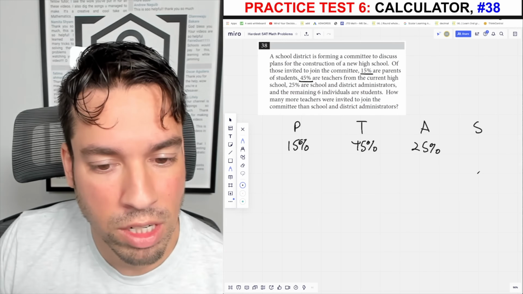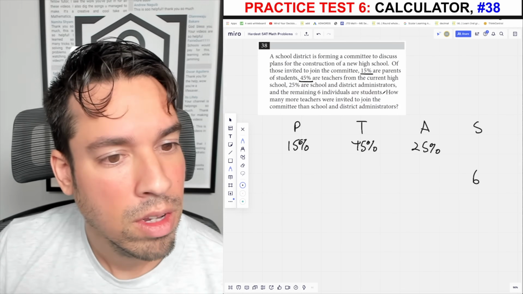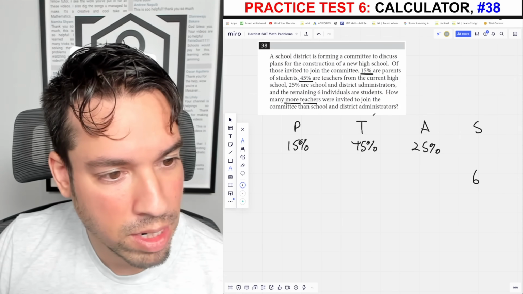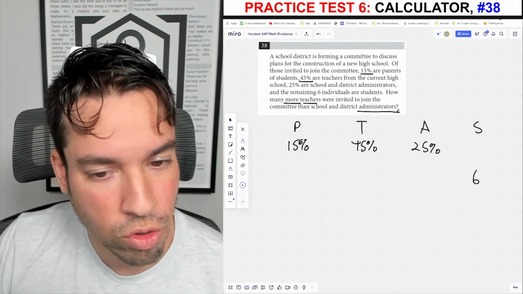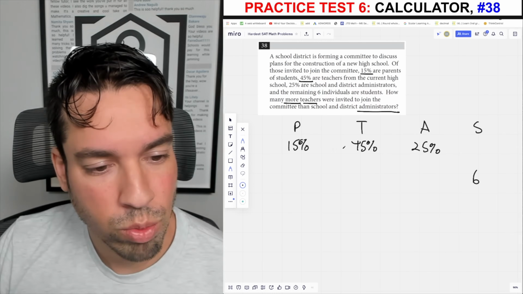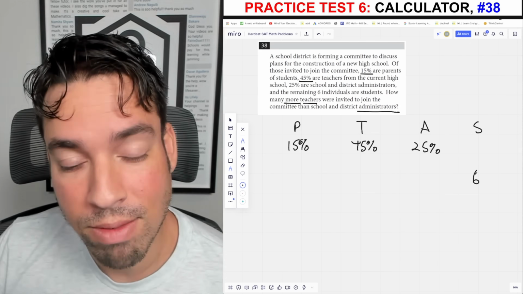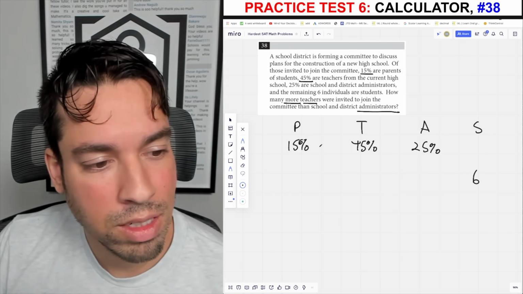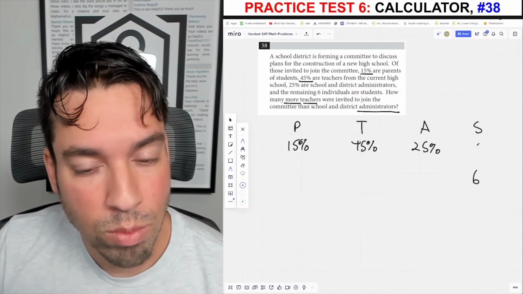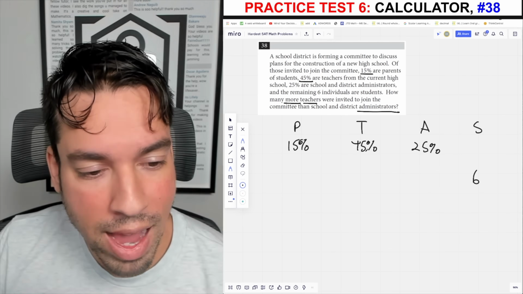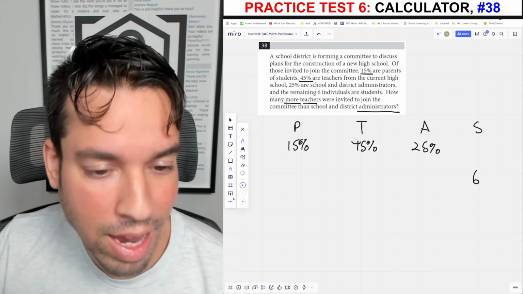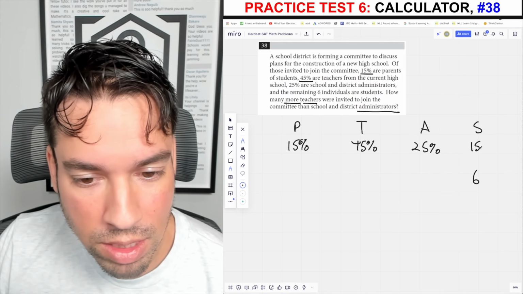Now here they don't give us a percentage, but they tell us it's 6. How many more teachers were invited to join the committee than district administrators? So here's what we're going to do: first, we have to look at these different categories. We have percentages, and we have an amount of students. Well, the nice thing is if this comprises everything, then whatever the percentages here will add with these to make 100. So the 15 plus 45 is 60, plus 25 is 85. So this has to be 15%.